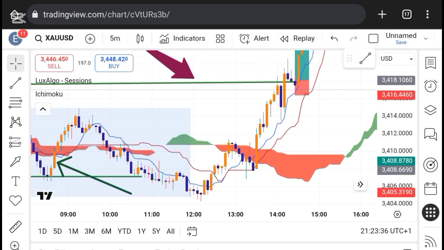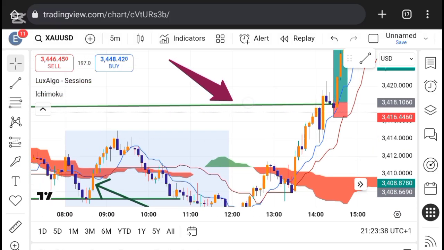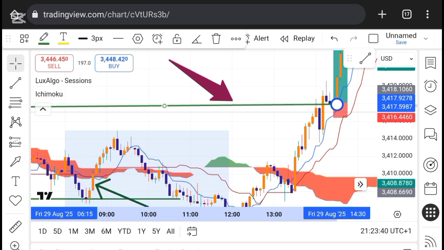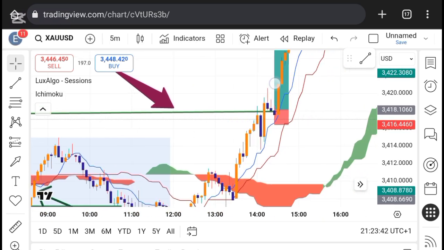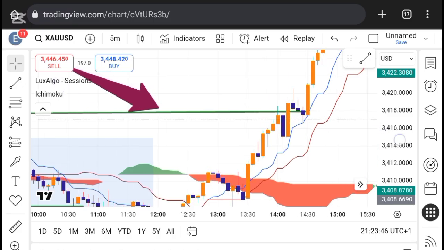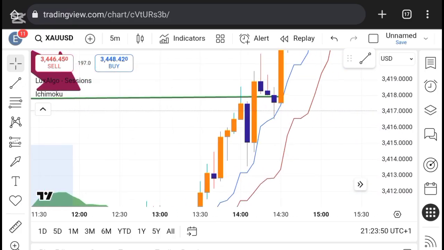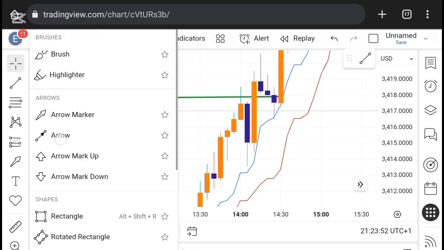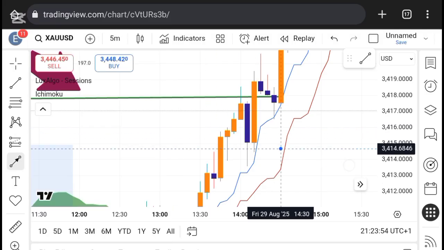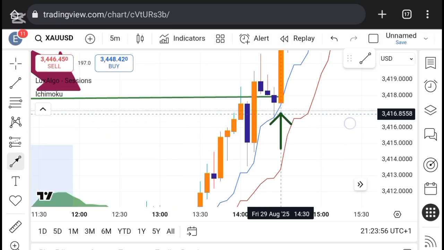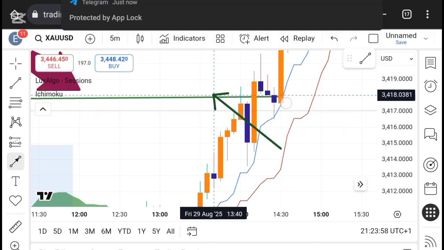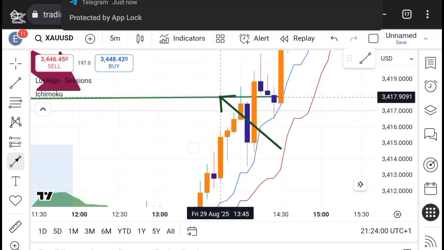So what happened? This is your M5 and here was the cloud line that I marked. So now you are waiting for the market to pull back to any of the leading span. You see the market pulls back to the leading span at this point. It pulls back to the leading span at this point after it closes above the cloud.